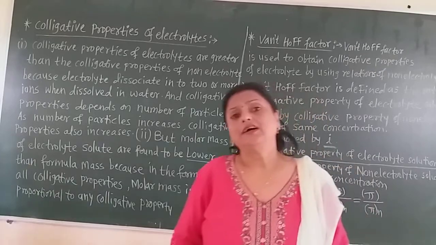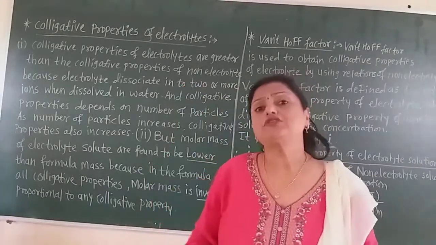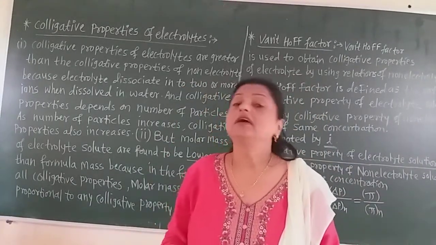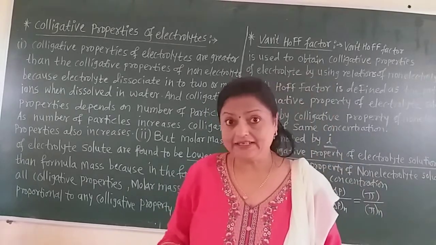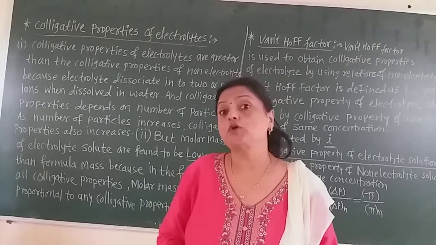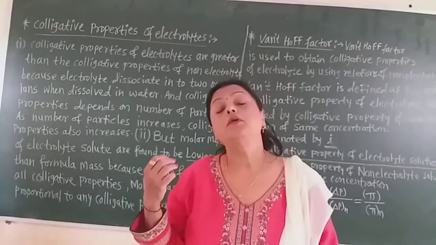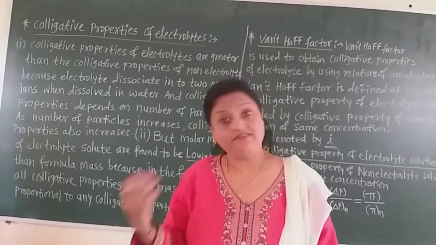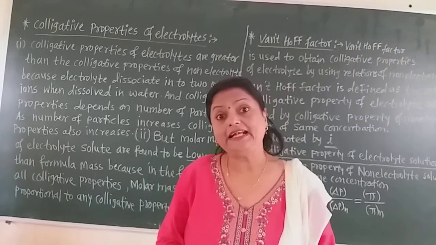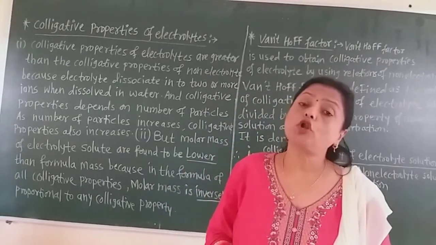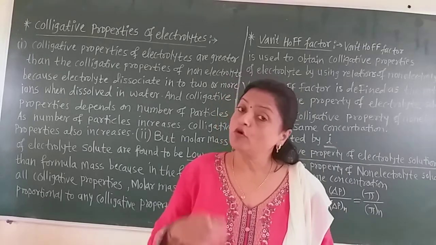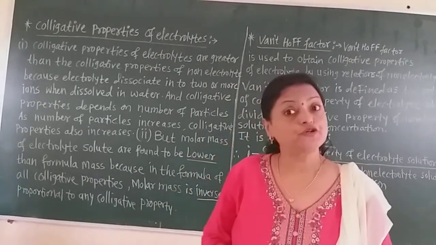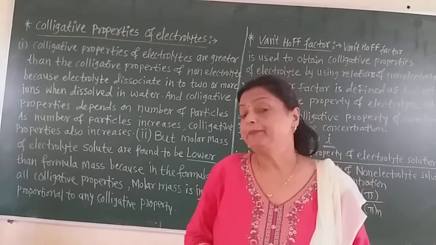If we see the formulas of colligative properties, that is delta Tb is equal to... In the formula for the elevation in boiling point, the molar mass of the solute is always inversely proportional to delta Tb. Again, in the formula of freezing point depression, the molar mass of the solute is inversely proportional to the freezing point depression.